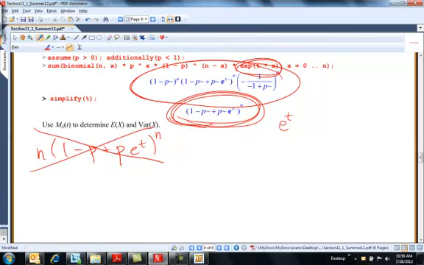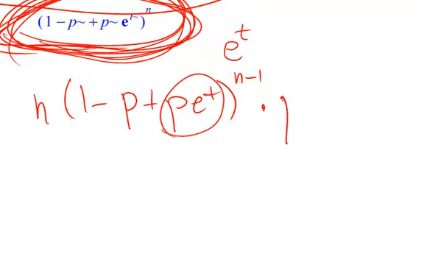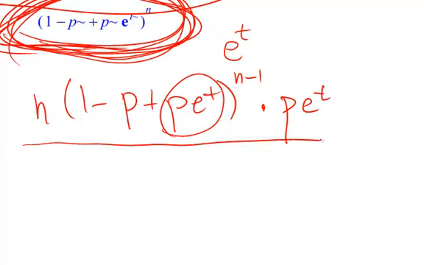I'm taking the derivative of this with respect to t. I should be more careful. So take the derivative of the outside, by the chain rule. This is n times 1 minus p plus p e to the t, raised to the n minus 1, times the derivative of the inside, which is p e to the t. So this is the first derivative, and I'm going to stick in t equals 0.